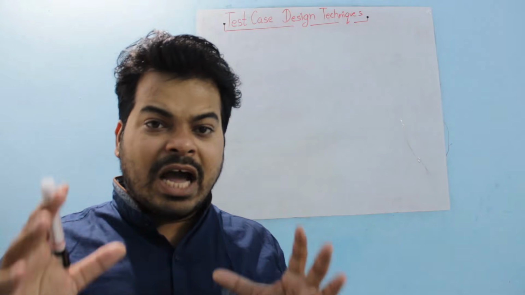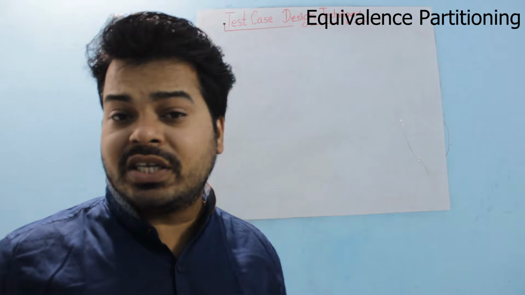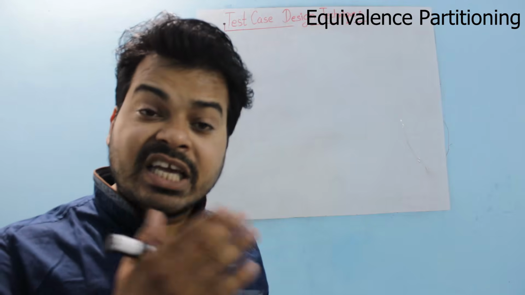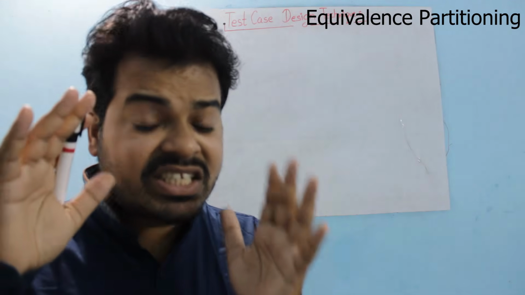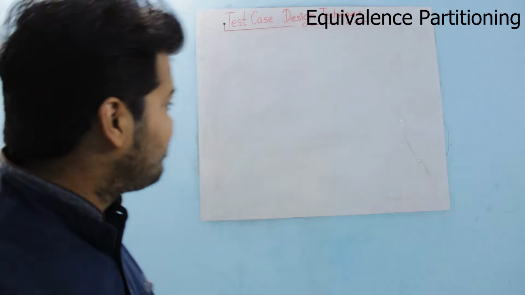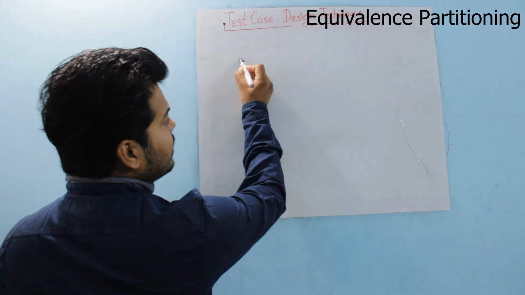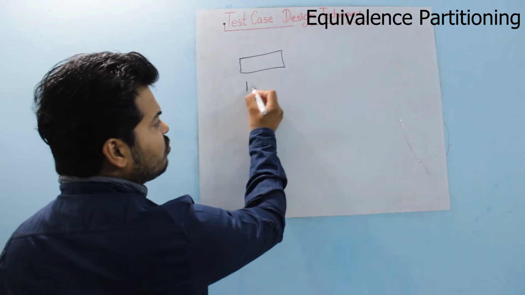Very small topic. Now let's move ahead to talk about what exactly you mean by equivalence partitioning, which is also called equivalence class partitioning. Equivalence partitioning as a test case design technique says that if you have any text field and the requirement says that it can accept any digits between 1 to 500.